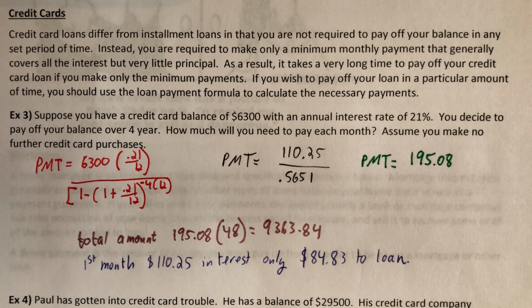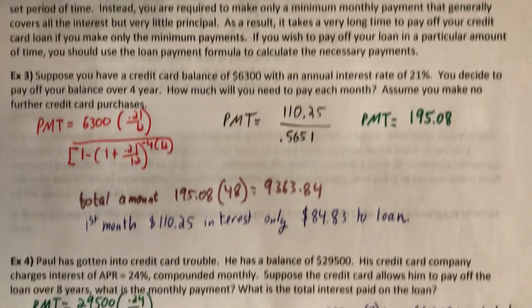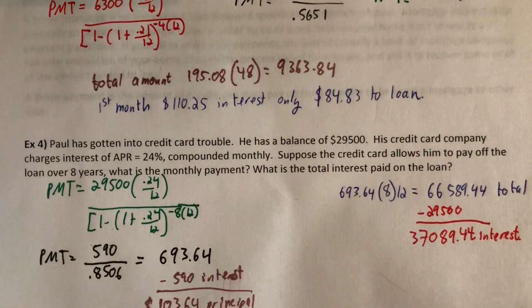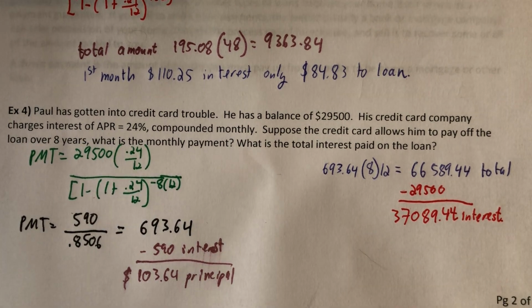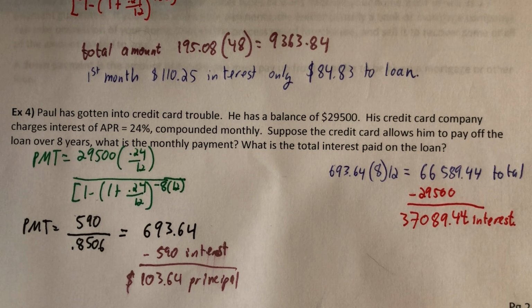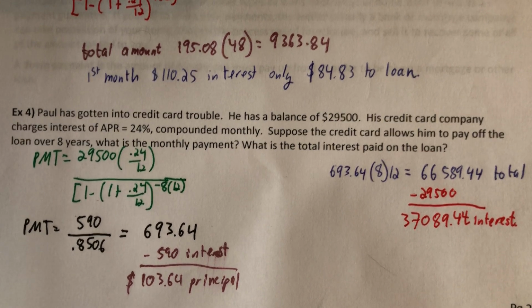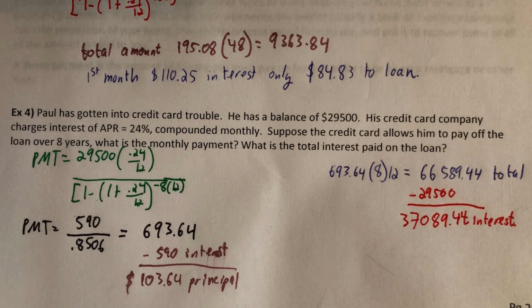That's why when you're dealing with credit cards, you always want to pay more than the minimum. All right, here's kind of an extreme example, but it illustrates the point very well. So we got Paul. He owes $29,500 on his credit card. They are charging him 24% for the year, compounded monthly. So they're charging him 2% per month.